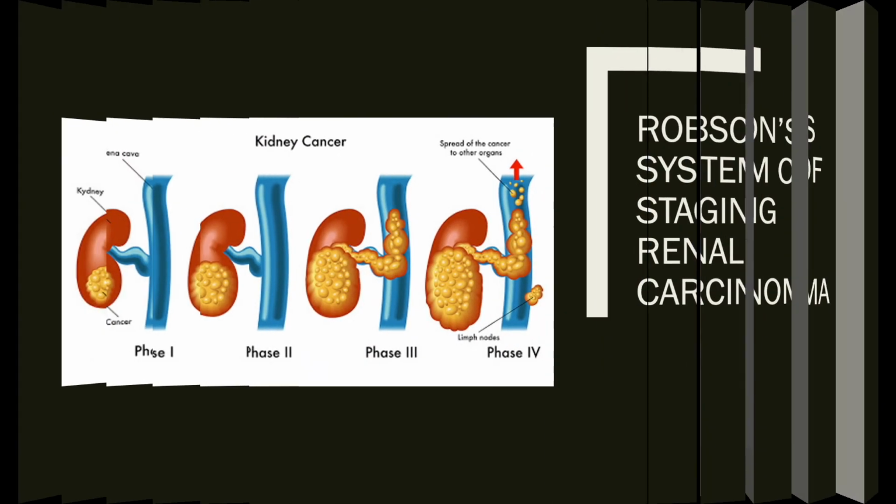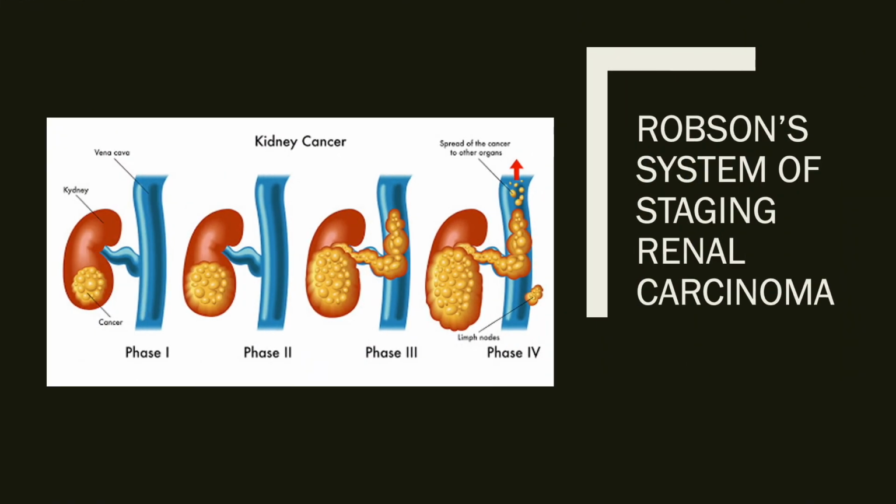Now, here are the stages of renal cancer, and cancer has 4 stages, guys. 1 being the least complicated, and 4 being the most complicated. This is the Robson system of staging renal carcinomas. And in stage 1, the cancer is limited to the renal capsule. In stage 2, it progresses to the adrenal glands. And in stage 3, the cancer then spreads nearer to lymph nodes as well as the renal vein.